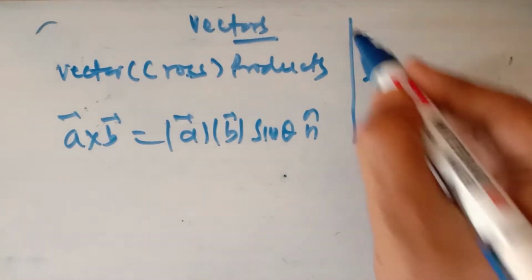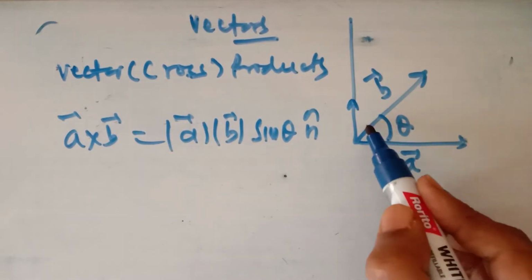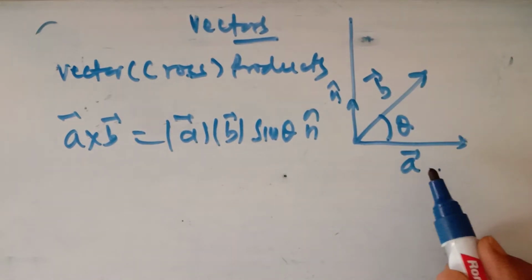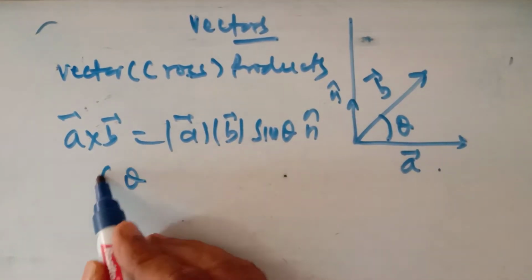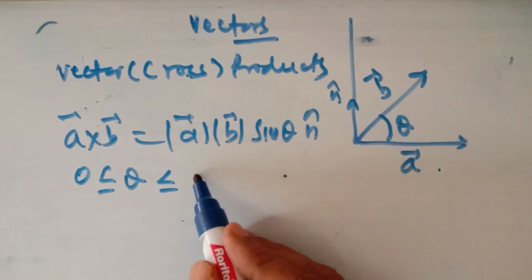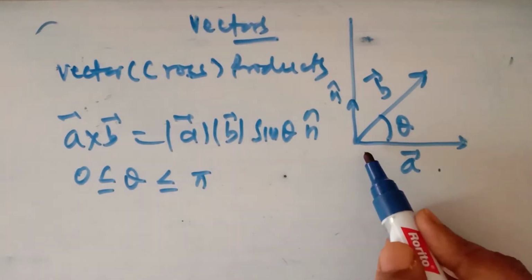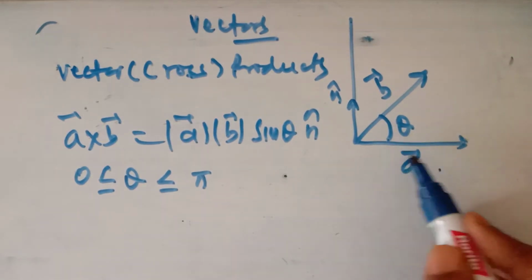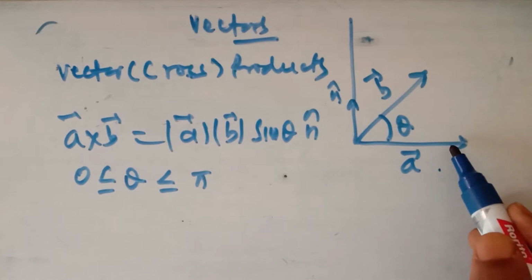Now what is the n cap? N cap is a unit vector perpendicular to each of the vectors A and B, and theta is the angle between 0 and 180 degrees, and n cap is a unit vector which is perpendicular to both the vectors A and B. That is, they are forming the right-handed coordinate system in 3 dimensions.